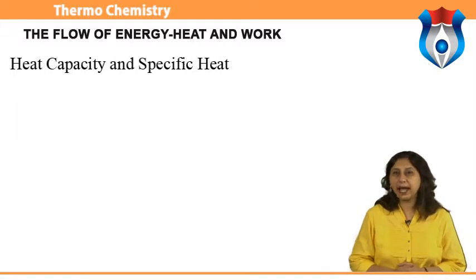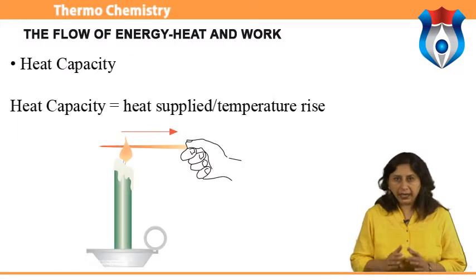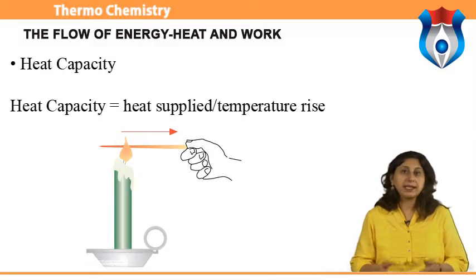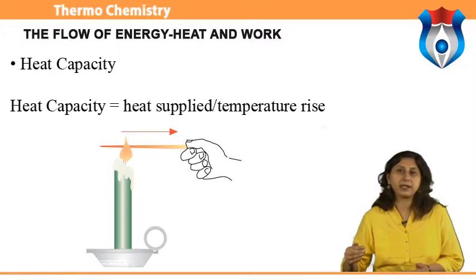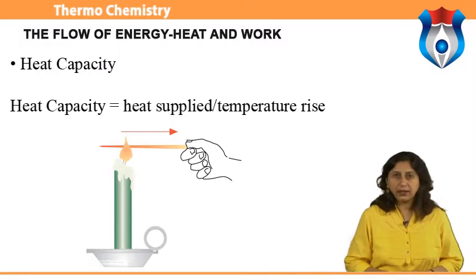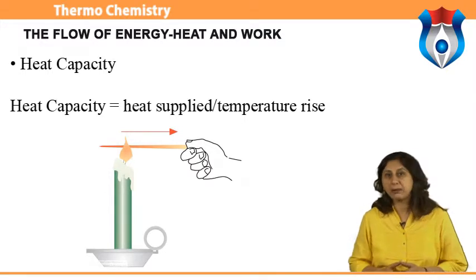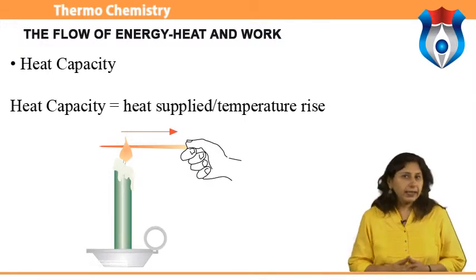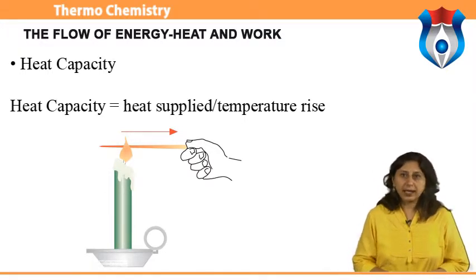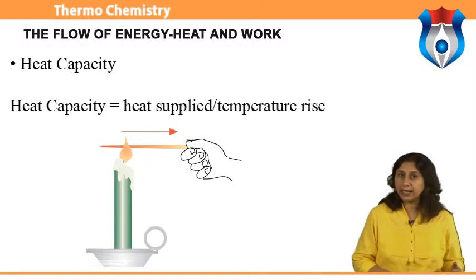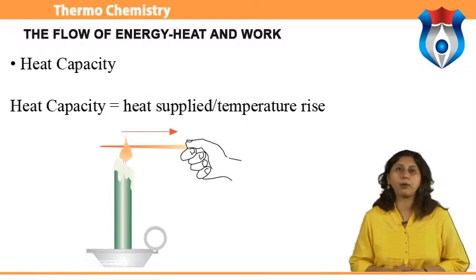Heat capacity and specific heat. Heat capacity of an object is the amount of energy needed to increase the temperature of a substance by 1 degree. Heat capacity is equal to heat supplied upon temperature rise. The heat capacity of an object depends on both the quantity and types of matter in the object.